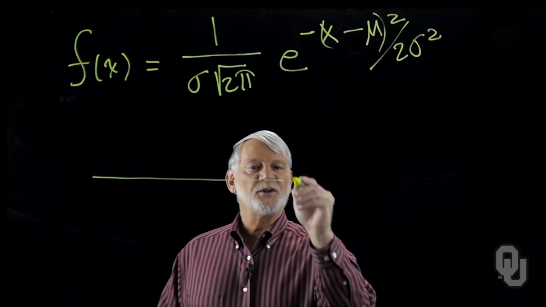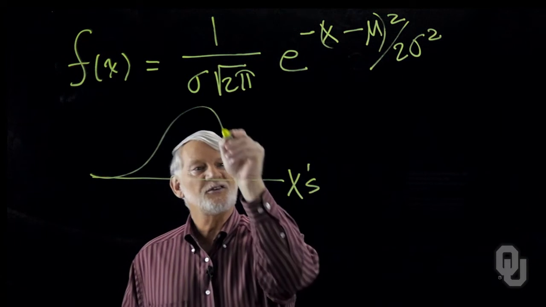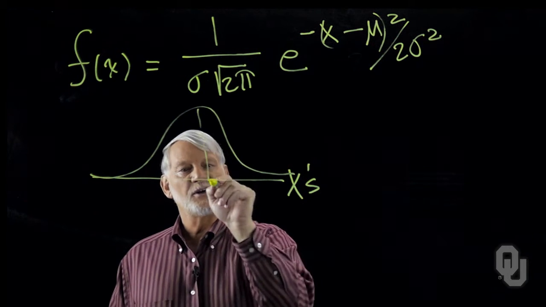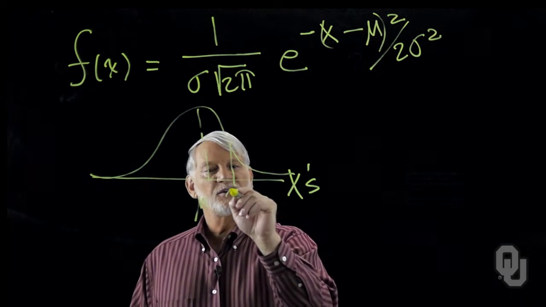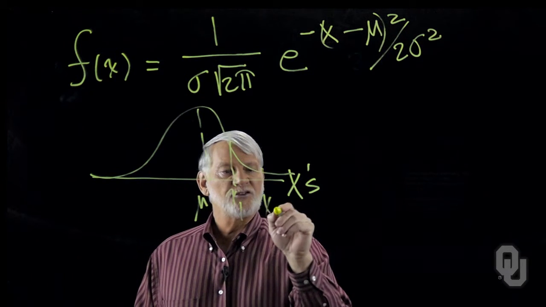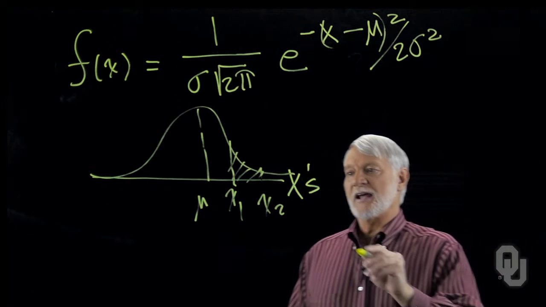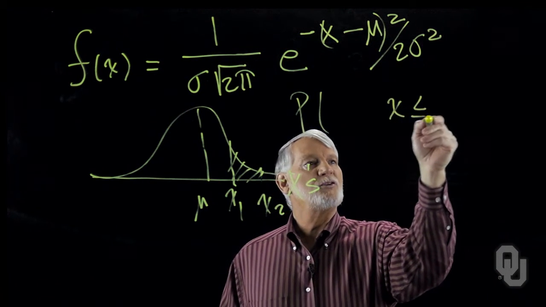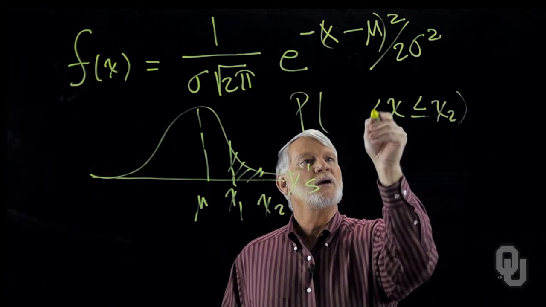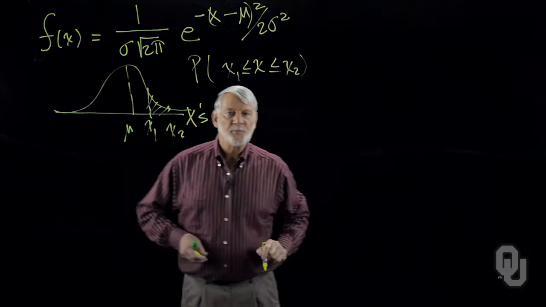Here is the normal distribution of x's. It looks like this. And here is the mean of the population of x's. And here is x1, x2, and this is the probability we're looking for. Mathematically, we would say the probability that x is between x1 and x2 is equal to this area here.